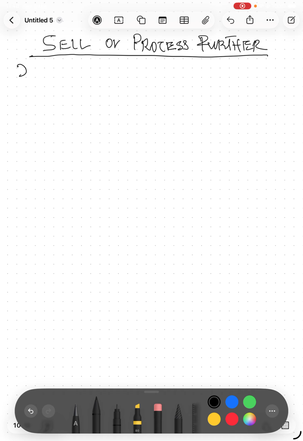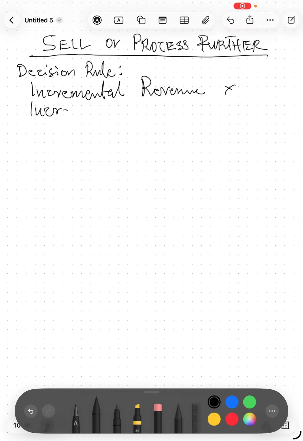So your decision rule on this, that is, what should guide you? What is the rule that should guide you? First of all, you consider your incremental revenue and your incremental profit, incremental cost rather.